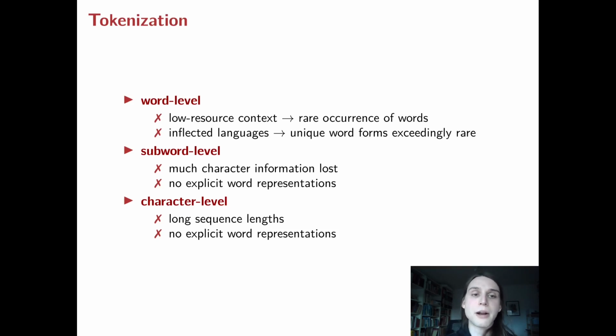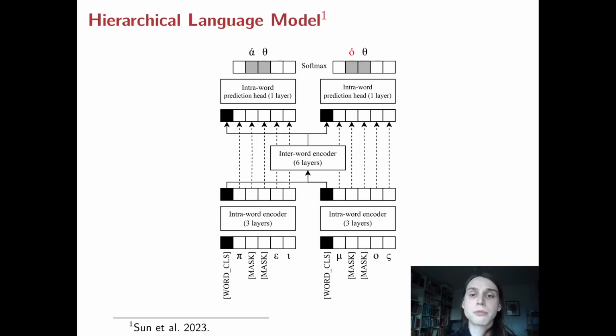Finally, there's character level tokenization, of which we hypothesize that this is the tokenization method that gives the most meaningful information to the model. The model can learn from every single character. However, this results in extremely long sequence lengths, which is a problem due to the quadratic complexity of the attention mechanism. And still, we don't have explicit word representations. As a solution, we adopt a hierarchical approach proposed by Lisanne and colleagues in 2023.